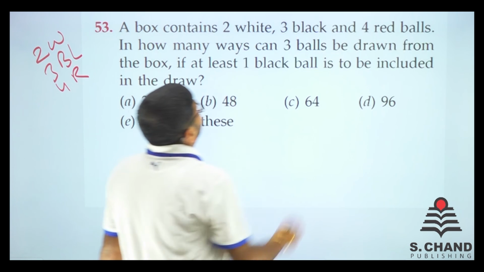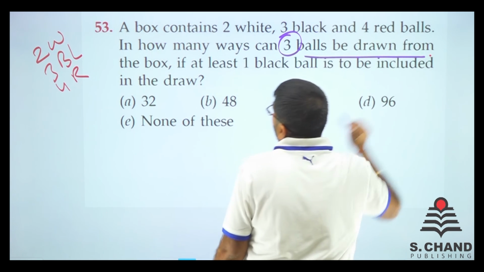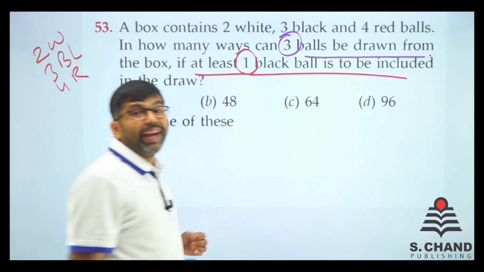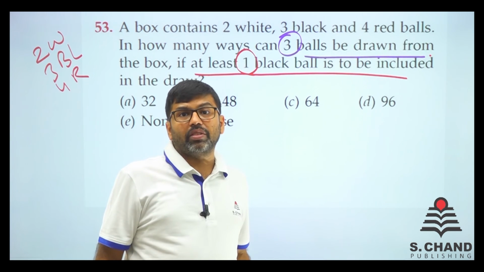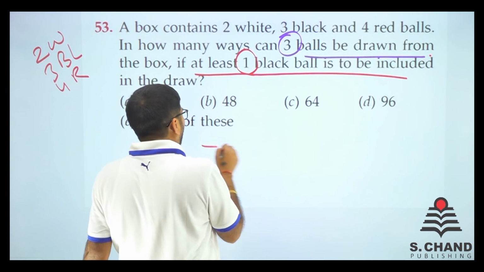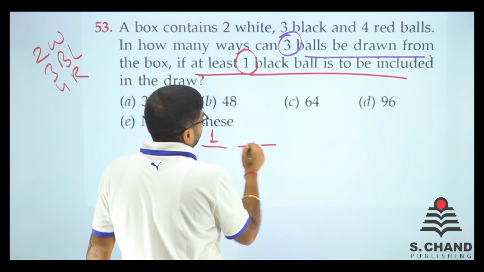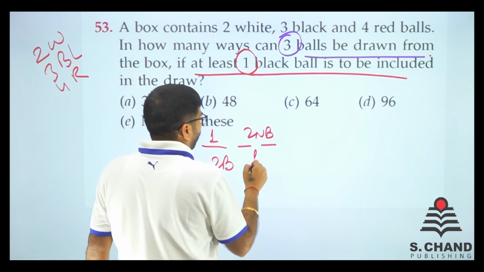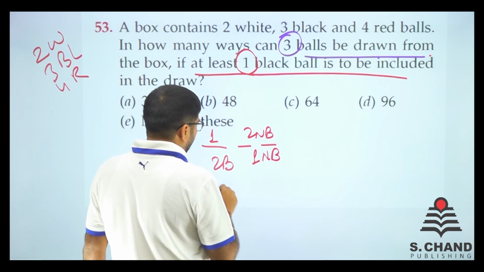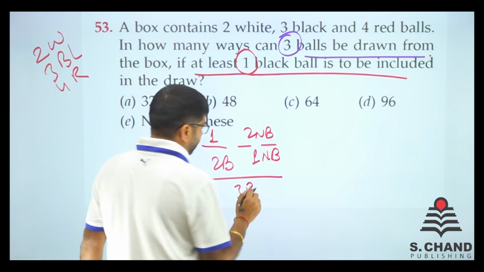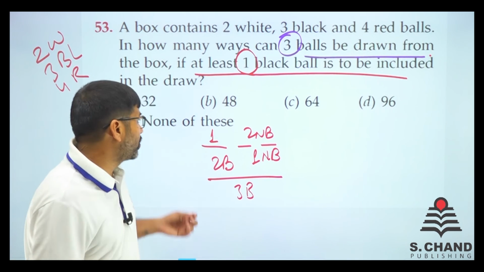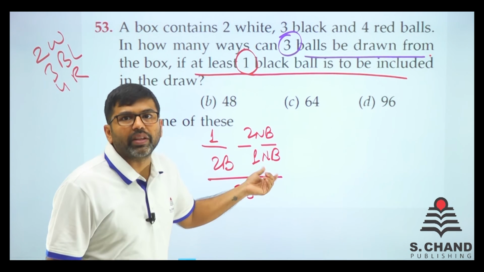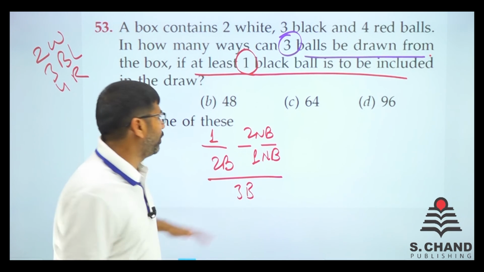In how many ways can 3 balls be drawn from the box if at least 1 black ball is to be included? At least. So how to do the at least concept? At least 1 ball means 1 black and the other 2 non-black, right? Then 2 black, 1 non-black, and the last one is 3 all black. See, at least 1 means 1 is black, 2 are non-black; 2 are black, 1 is non-black; and 3 all of them are black.